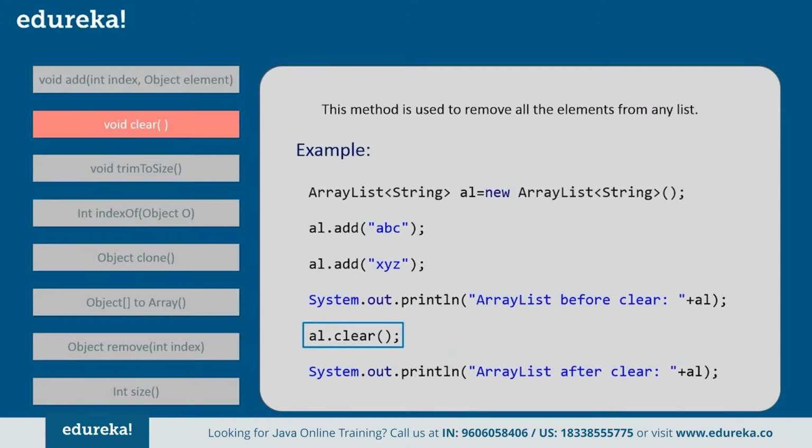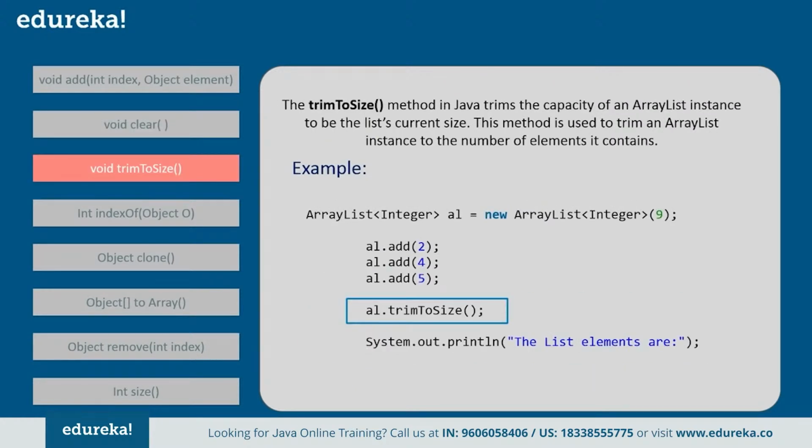Next, the clear method. This method is used to remove all the elements from the list. That is, you can just use the clear method to remove all the elements present in the list. Next, trimToSize. This method trims the capacity of an array list instance to the list's current size. That is, if you are creating an array list of size 9 and you're adding only 3 elements to it, on calling trimToSize, it trims the size of the array list from 9 to 3. That is, it reduces the array list size to the number of elements that it contains.